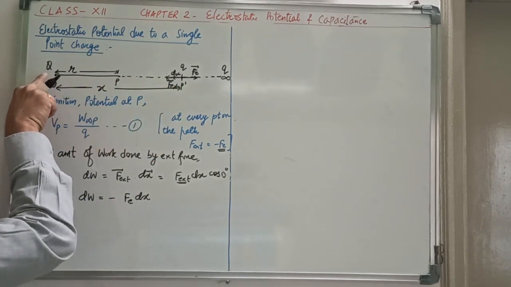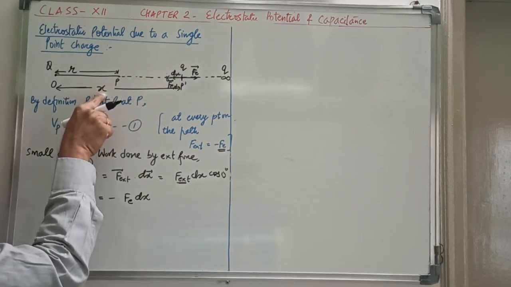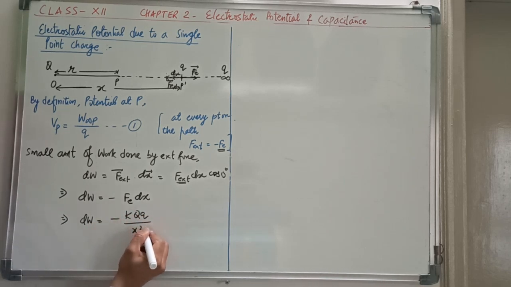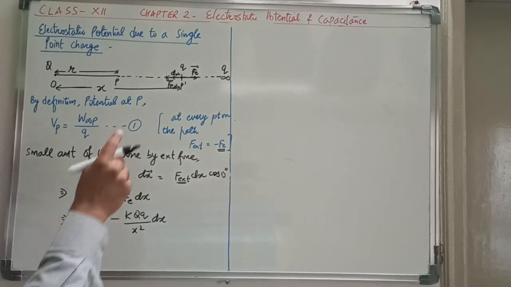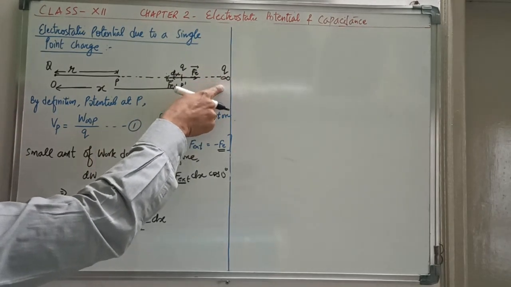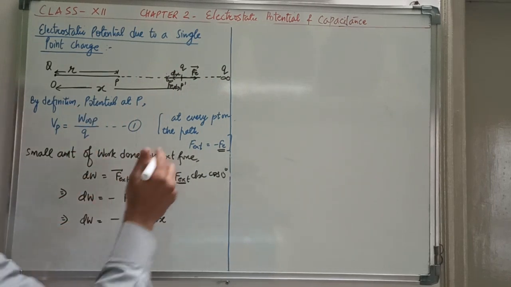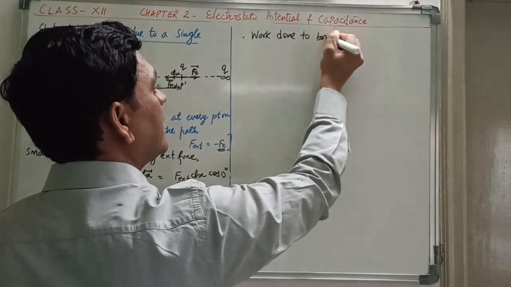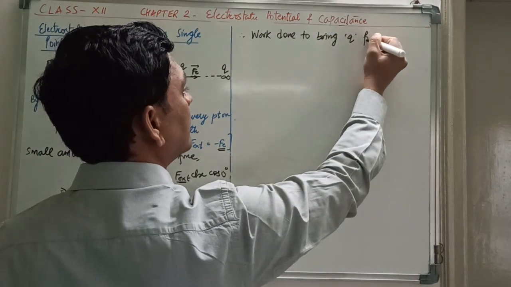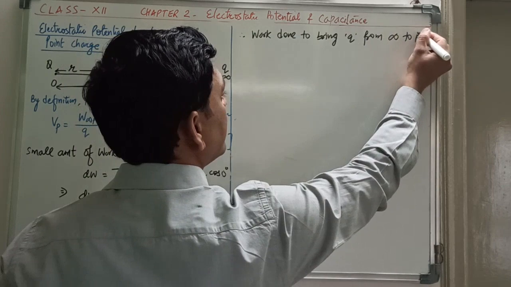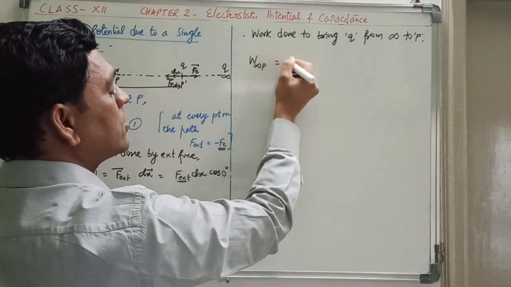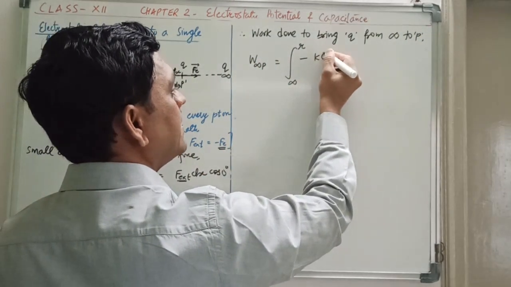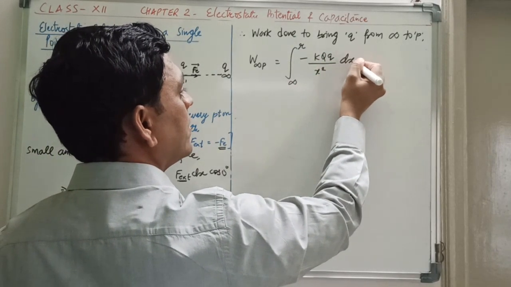and the force between the charge Q and q when they are separated by a distance x is given by Coulomb's law, so this will be k q Q upon x square into dx. Therefore the total work done when we bring the charged particle from infinity to P will be given by integrating this. So we write, total work done to bring q from infinity to point P, that will become W infinity P is equal to integration from infinity to P, that is distance R, and this will become minus k q Q upon x square dx.